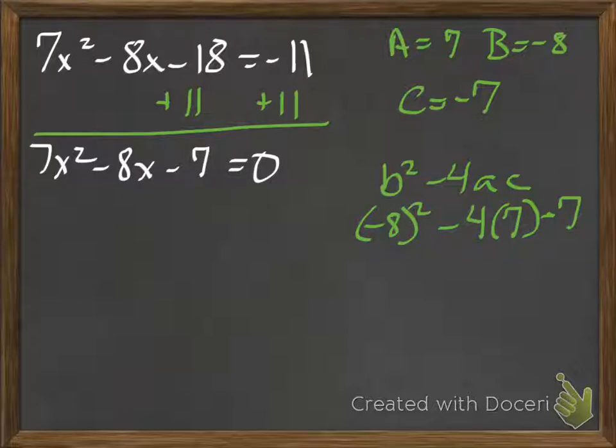And so that gives us 64 minus, and that's going to end up being minus and negative, so I'm going to go ahead and change that to positive. 4 times 7 times 7 is 196. And so 64 plus 196 is what? 260.